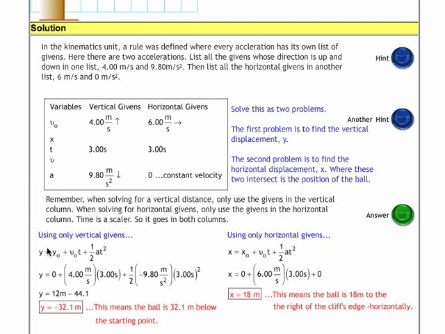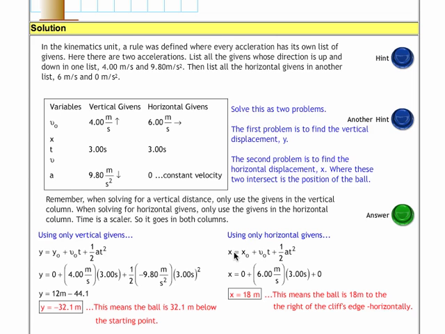Using only the vertical givens, I can find out its position. So vertically, I know the initial velocity is going to be 4 meters per second, t, and a. So I need an equation with v naught, x, t, and a, and in this case, that's x equals x naught plus v naught t plus 1/2 a t squared. I put in some y values just to reiterate that it's going up and down, and I get a negative value. So the negative means it's below the starting height, because 0 is always going to be our starting height.